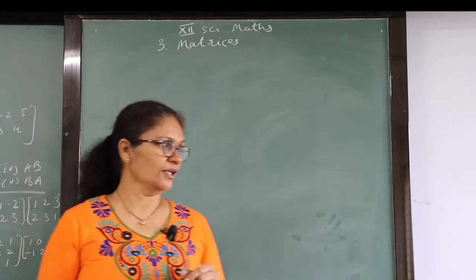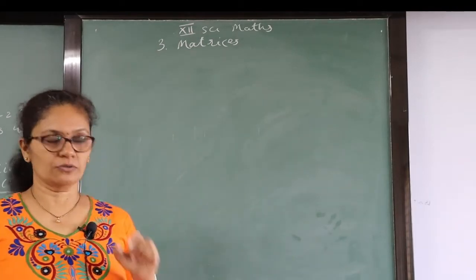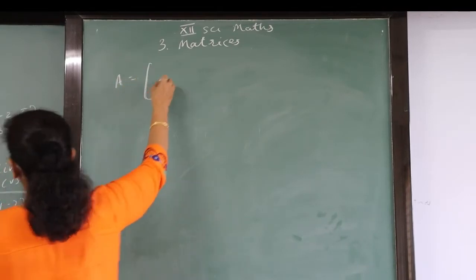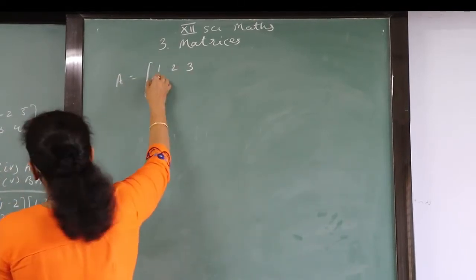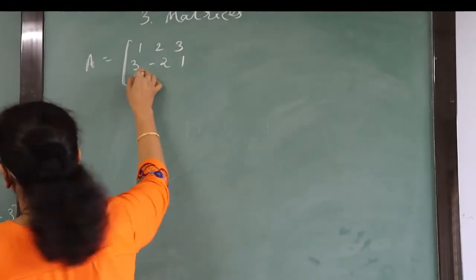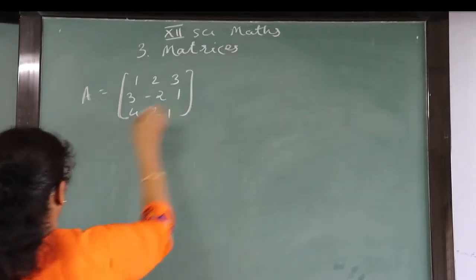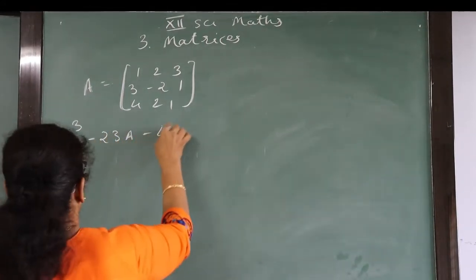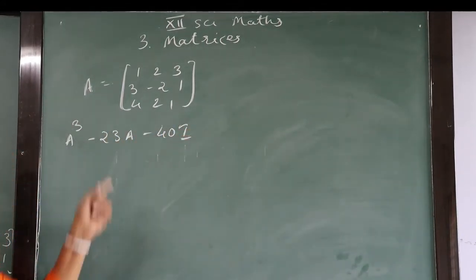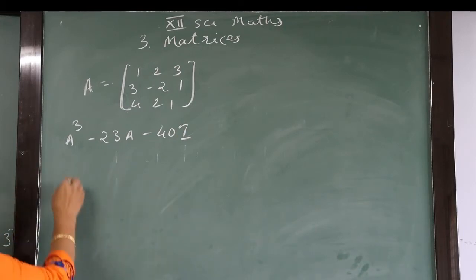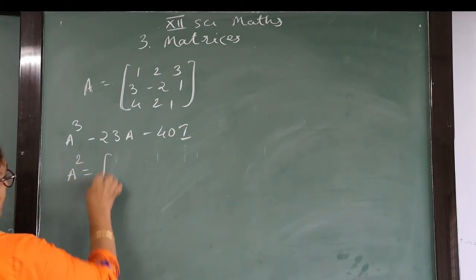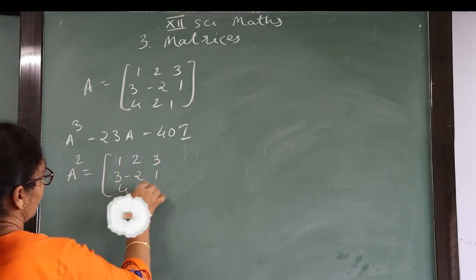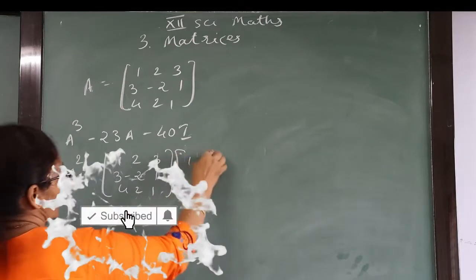So now we start. First I will explain one sum in which matrix A is given and you have to prove one equation. Your matrix is given, and you have to find A cube minus 23A minus 40I. To find A cube, first what do we have to do? A square first. A square means we write A 2 times and then multiply it.